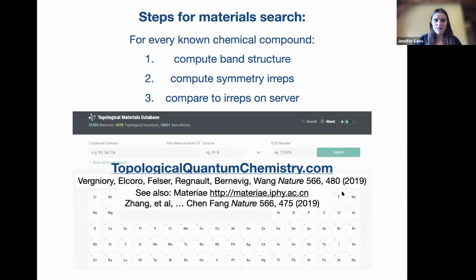You can click on different elements, search for materials, and it will tell you the irreps at high symmetry points and tell you also whether it's in a topological phase or not. And so I guess, earlier I showed this reference by Po et al., where they coined the phrase symmetry indicators.